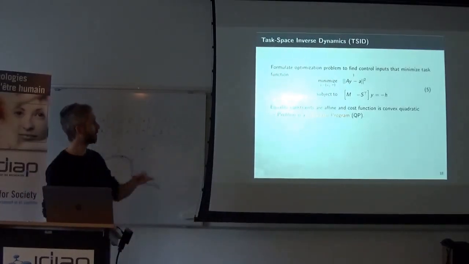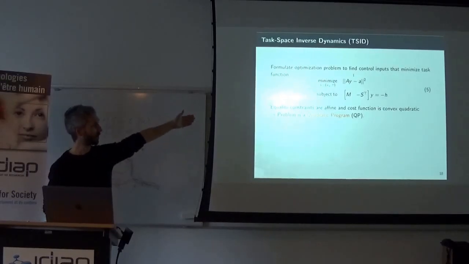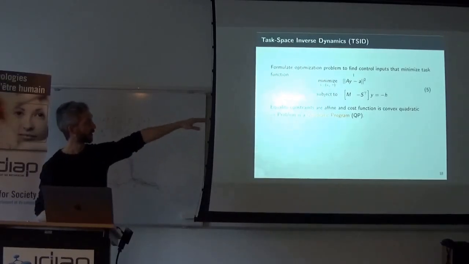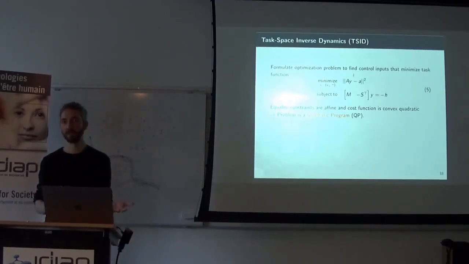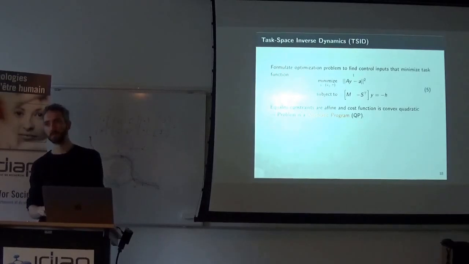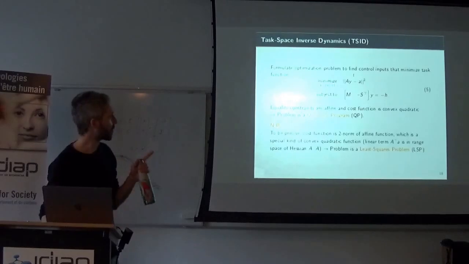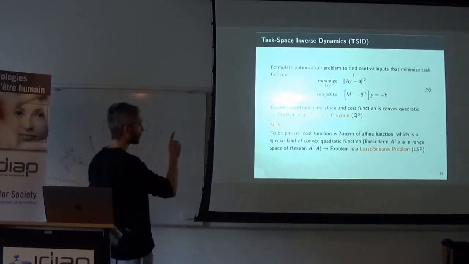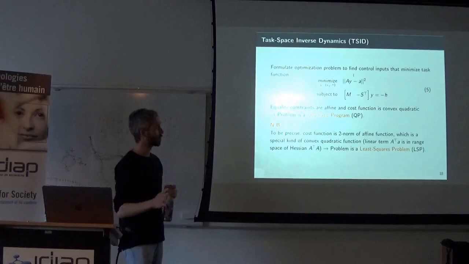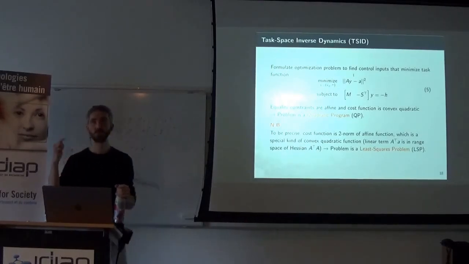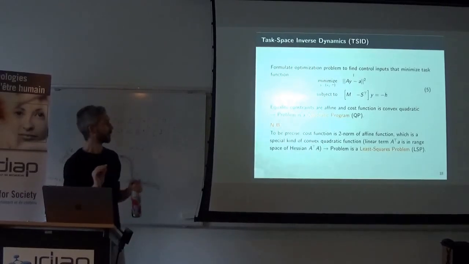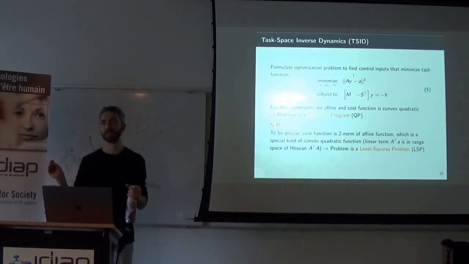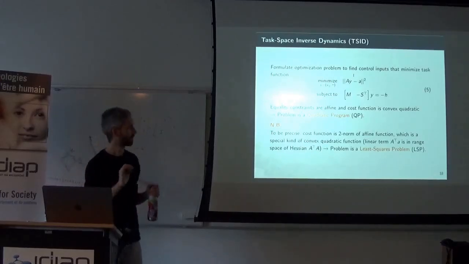Since we have affine equality constraints and a convex quadratic cost function, this problem is a convex quadratic program, QP in short. But to be more precise, the cost function is not a general quadratic function, it's the square of an affine function. So it's a very special kind of convex quadratic.